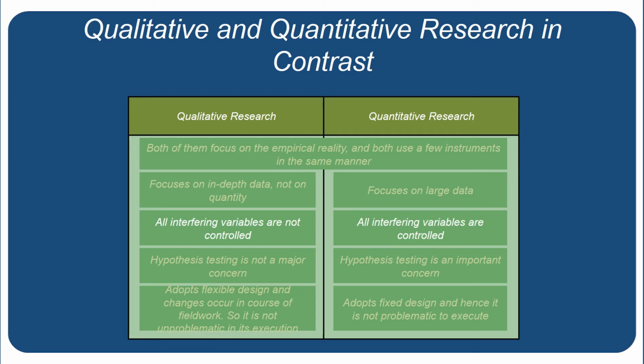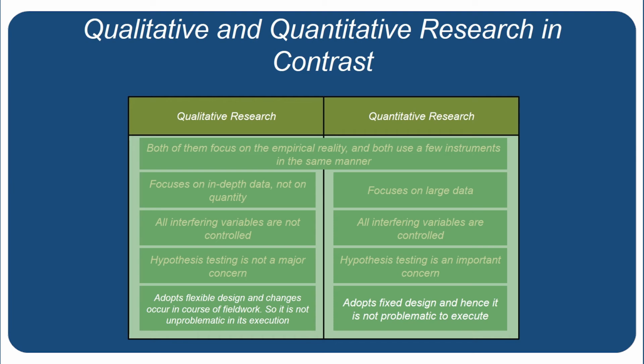In the qualitative research, no variable can be segregated or separated or suppressed, because it is done in a natural and open setting. But in case of quantitative research, certain variables which are considered interfering variables can be easily controlled. Another difference between these two researches is that hypothesis testing is not a major concern in qualitative research, but it is an important concern in quantitative research.